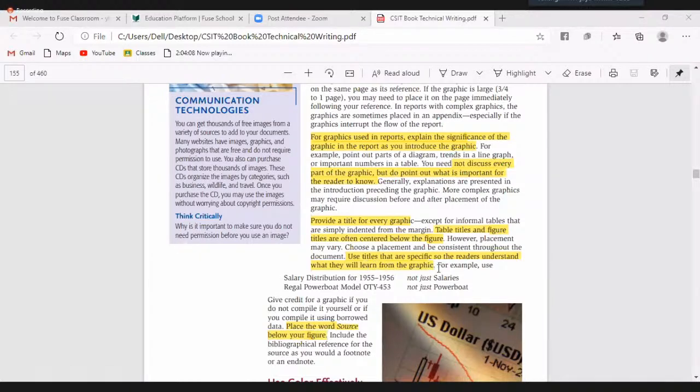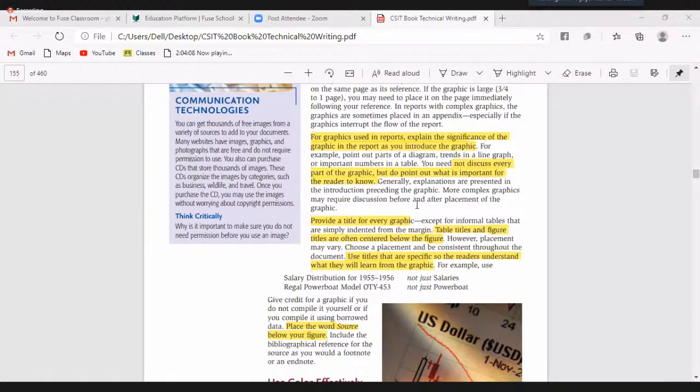Then use titles that are specific so the readers understand what they will learn from the graphic. I mean, it is a very simple thing, the selection of the title. Suppose you have a passage and you are going to select the title of that passage. Then you should select a title that covers everything given in the text. Never select a title that can also talk about other ideas which are not there in the text. That's why you have to select a specific title below the figure, below the table.